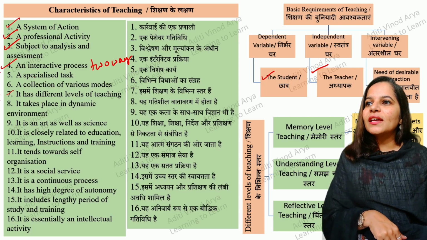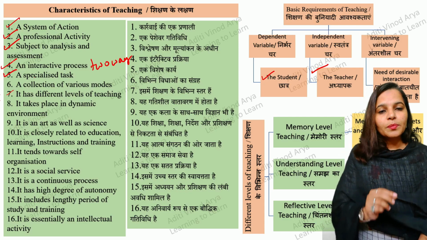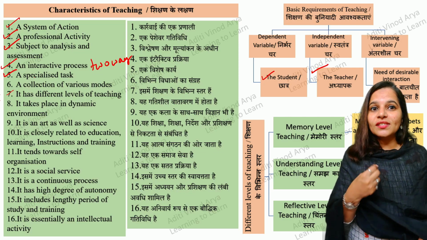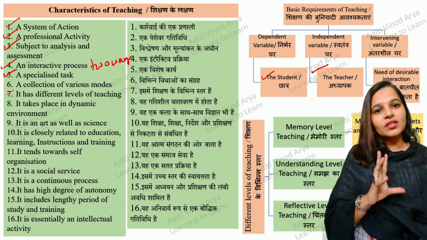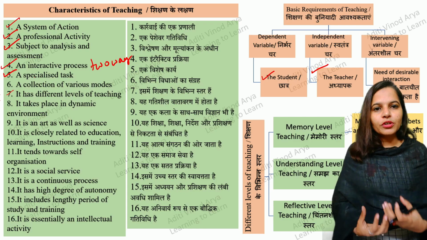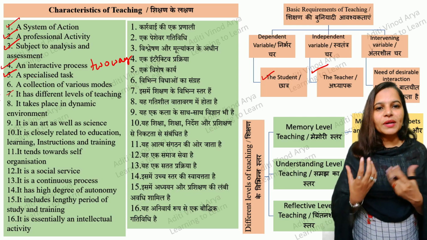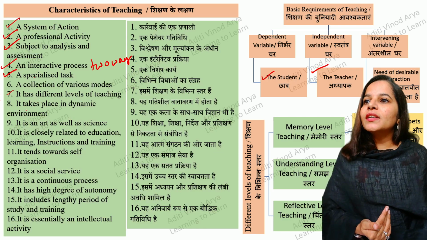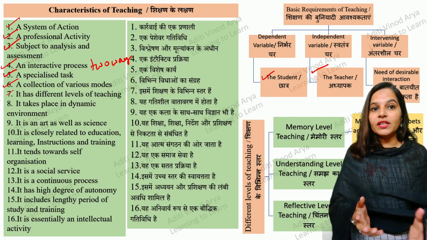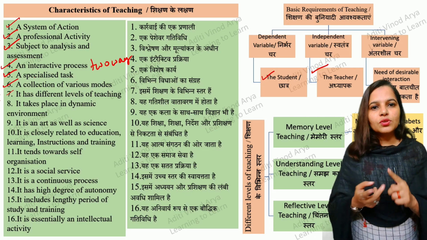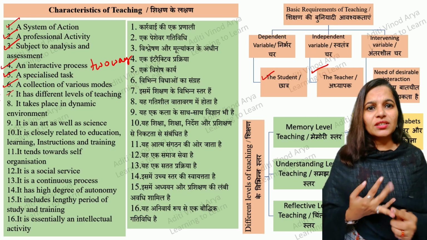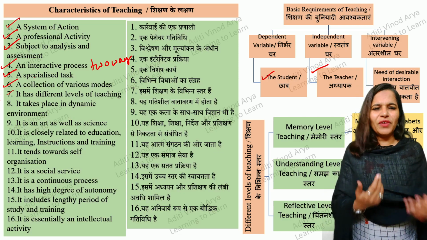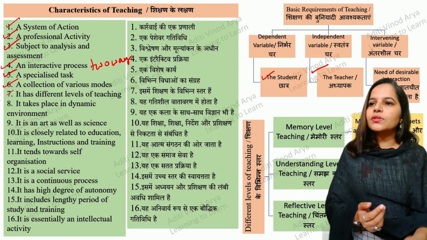The next one is, it is a specialized task. What do we mean by specialized task? A person who has the knowledge, who has the experience, and who understands how these things are done, that is called a specialized task or a specialized person. So a person who has a speciality in this would be a better person to do this particular task, who has prior experience. It is a collection of various modes. Yes, we have various methods of teaching. We have large group teaching method, small group teaching method, individualized teaching method, teacher centric methods, learner centric methods, online methods, offline methods, various. So that we are going to discuss in the future lectures.